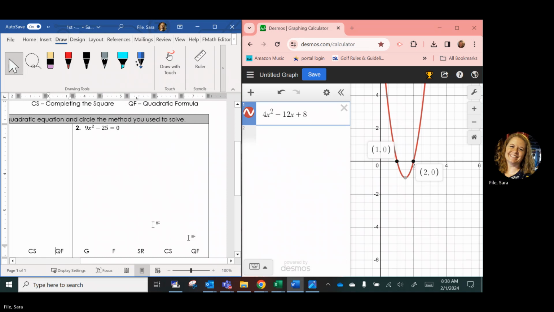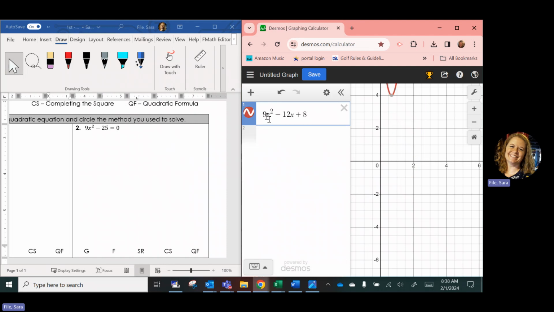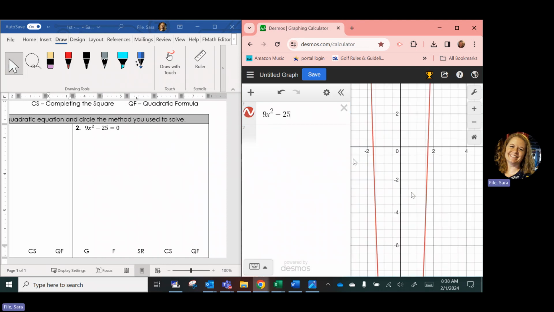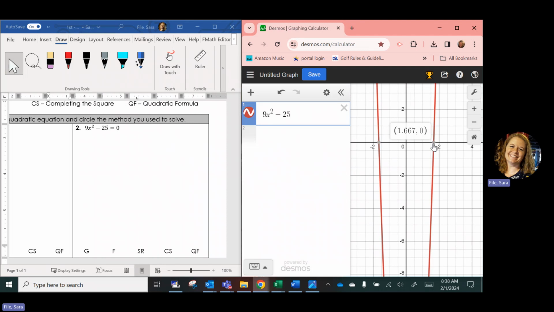Quadratic formula? Okay. So I'm going to check first in the calculator and see what the graph looks like. So this is 9x squared minus 25. Okay, so here's my graph. It does cross the x-axis twice, but look at those solutions. Those are decimals. We're not accepting decimal answers. So I can't really use the calculator solely for this one.